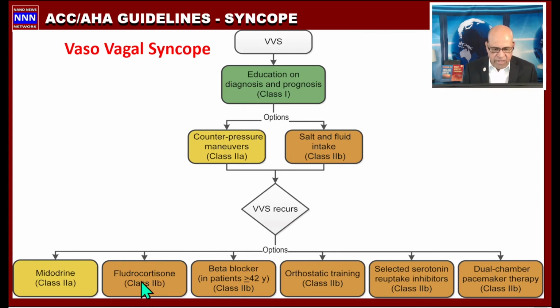Then we have all these items which are class 2B, where the response is plus minus. But if it helps, we can try it. Otherwise, the best thing is to stop them because the patients may have side effects from these drugs. Fludrocortisone, beta blockers, orthostatic training. Orthostatic training should be done no matter what, because people need to learn how to avoid this.